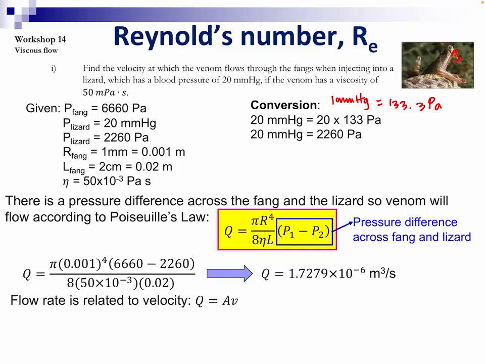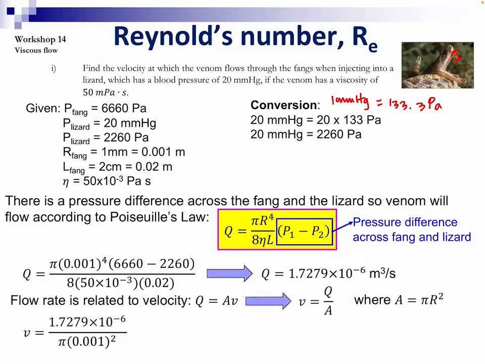The flow rate is related to how fast, volume over time, but we also have this alternative definition of flow rate as area times speed. So from there, you can get the speed. We can solve for the area. The speed is 0.5 meters per second.